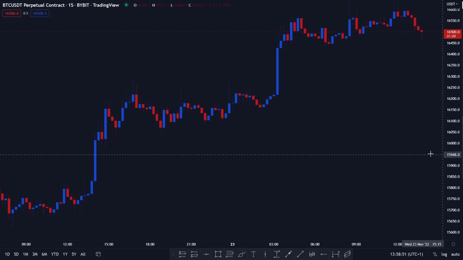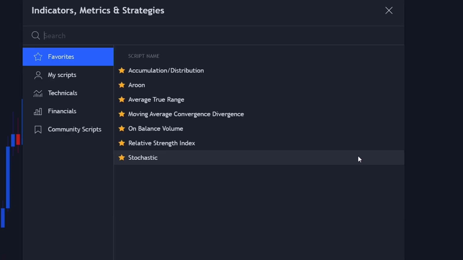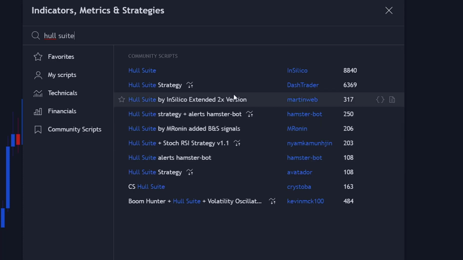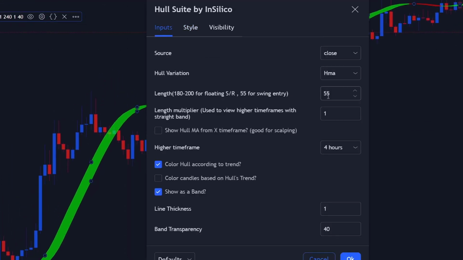First, we add the indicators for this strategy. We go to TradingView and click Add Indicators. We then type Whole Suite and add it to our screen by clicking on the first result, by InSilico. Once added, we open settings of the indicator and change the length from 55 to 100.